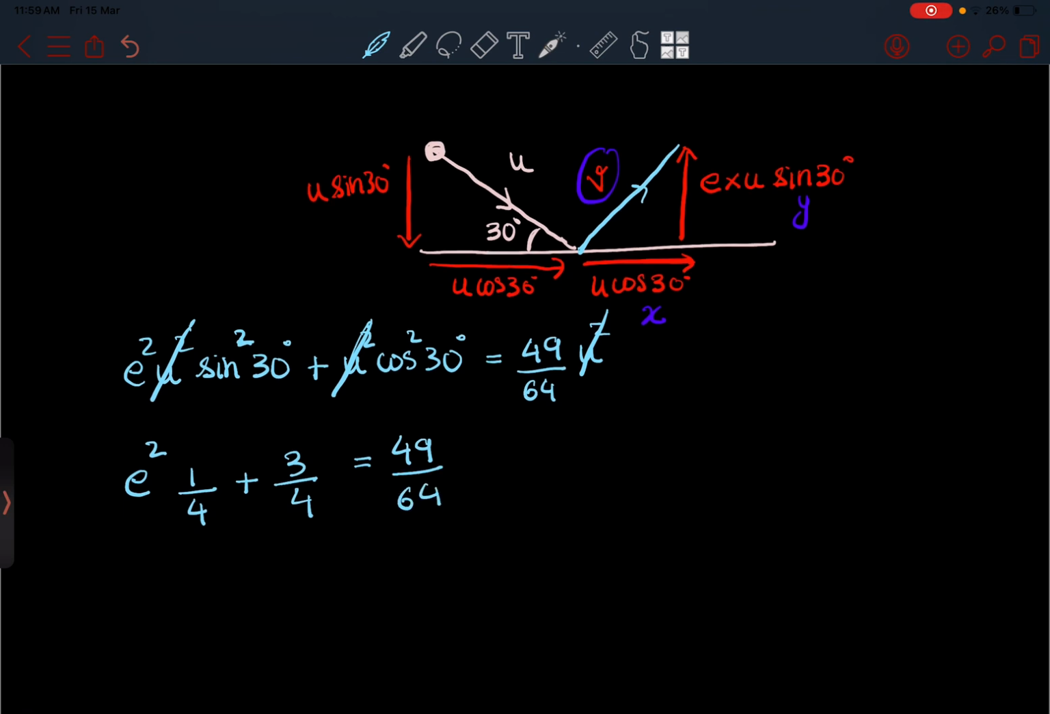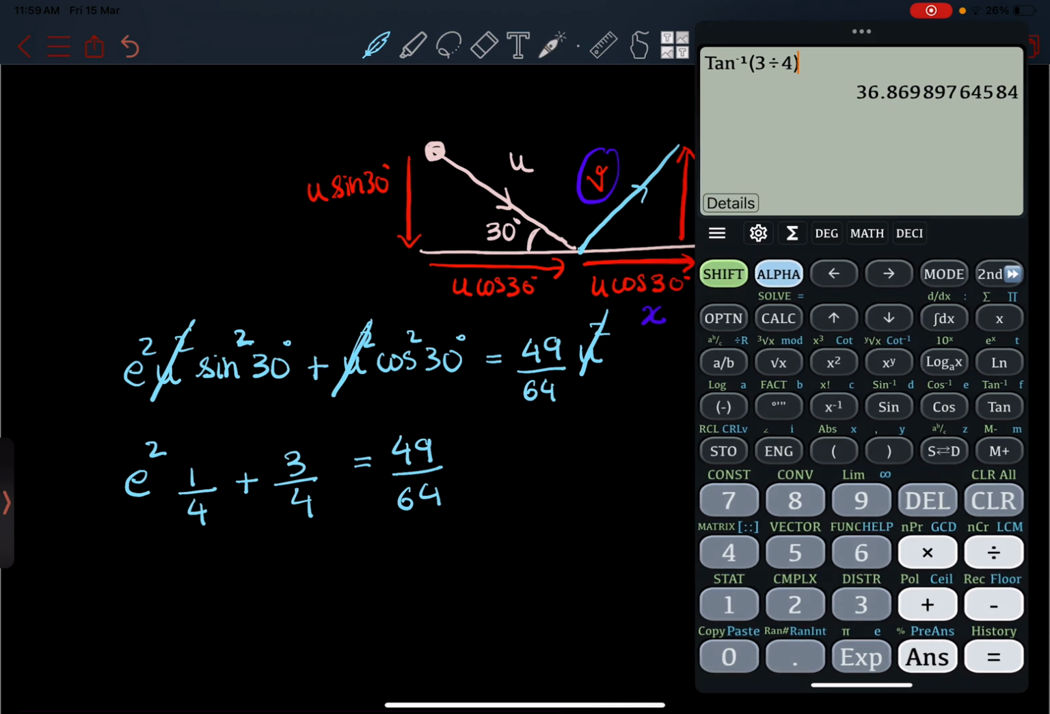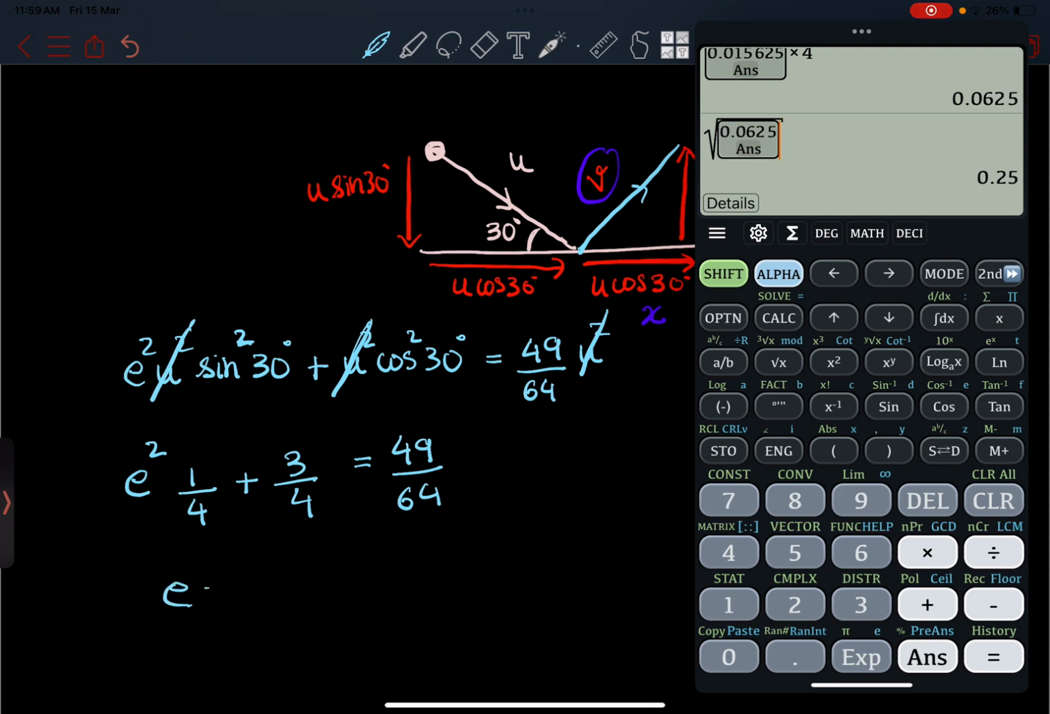So that equals 49/64. All we have to do now is take 49/64, subtract 3/4, and then multiply that by 4. Finally, take that answer and square root it. So e would be equal to 0.25. Am I happy with my answer? The answer is yes, because we know that e is usually between 0 and 1. So e here would be equal to 0.25.